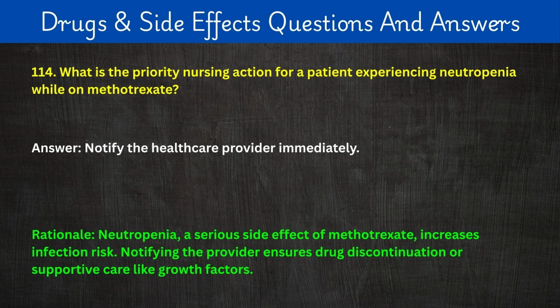114. What is the priority nursing action for a patient experiencing neutropenia while on methotrexate? Answer: notify the healthcare provider immediately. Rationale: neutropenia, a serious side effect of methotrexate, increases infection risk. Notifying the provider ensures drug discontinuation or supportive care like growth factors.